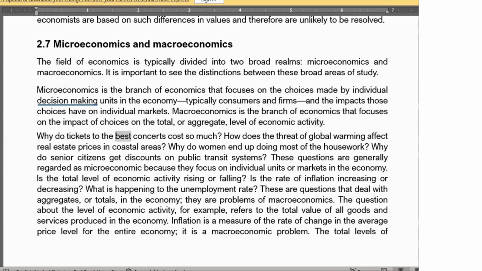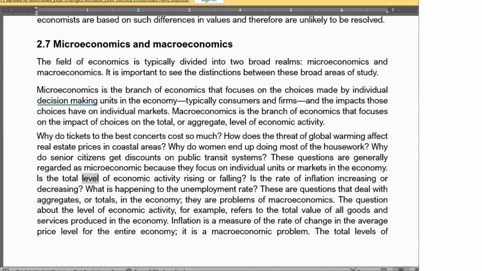Why do tickets to the best concerts cost so much? How does the threat of global warming affect real estate prices in coastal areas? Why do women end up doing most of the housework? Why do senior citizens get discounts on public transit systems? These questions are generally regarded as microeconomic because they focus on individual units or markets in the economy.